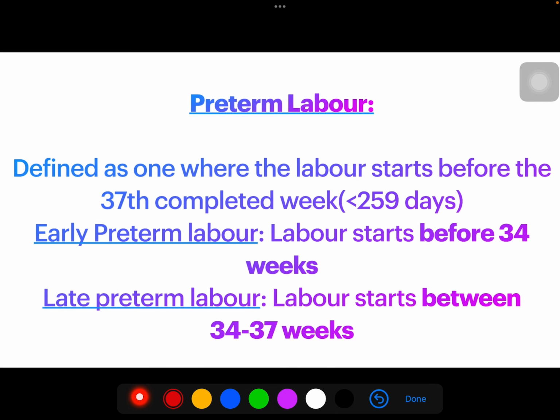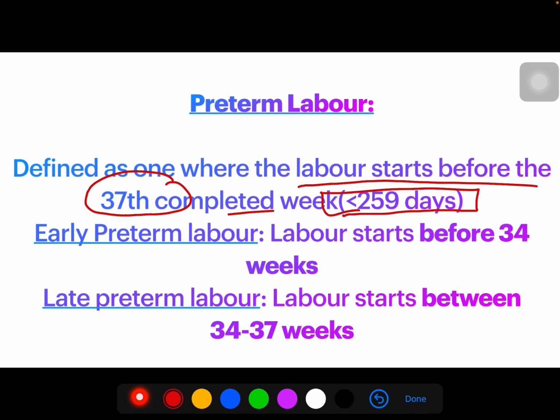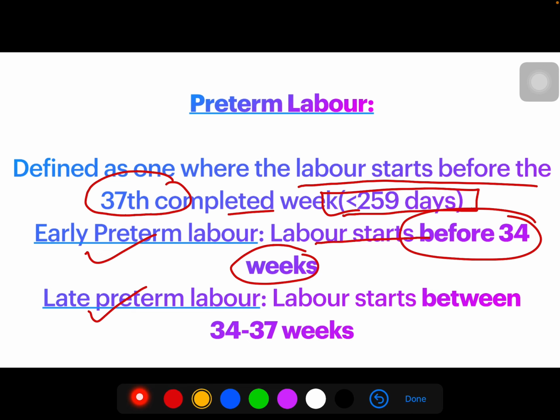So preterm labor is defined as labor that starts before the 37th completed week, or less than 259 days. There is early preterm labor and late preterm labor. If labor starts before 34 weeks, it is termed early preterm labor, and if it occurs between 34 and 37 weeks, then it is late preterm labor.